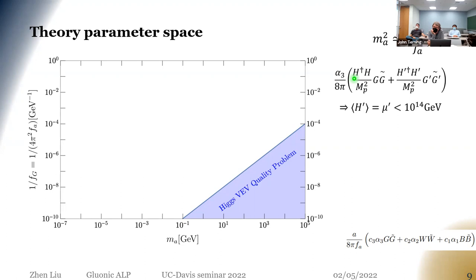So that's this bottom right region, just to be consistent. A large axion mass means I need a large lambda QCD prime, for a fixed decay constant. But because the Higgs VEV prime can only be so large to ensure I don't generate a new quality problem, I cannot allow the axion mass to be so heavy, because otherwise the needed Higgs VEV prime will be too large.